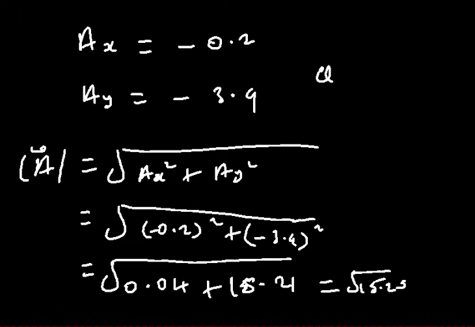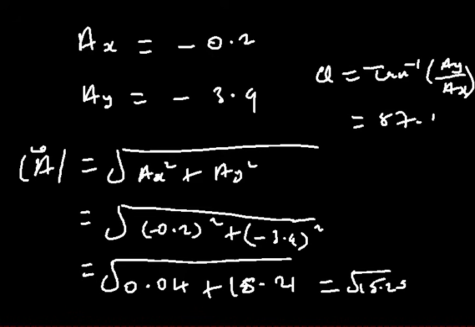And what is the direction? Tan inverse of ay over ax. That has to be the tan inverse of negative 3.9 divided by negative 0.2. That is given as 87.1 degrees. So this is the direction.